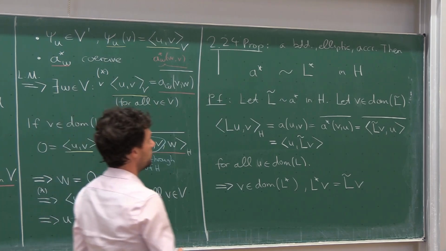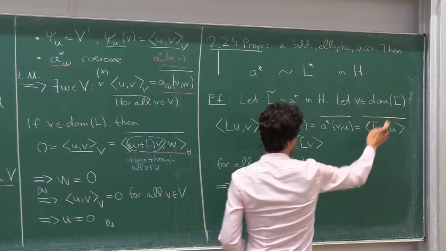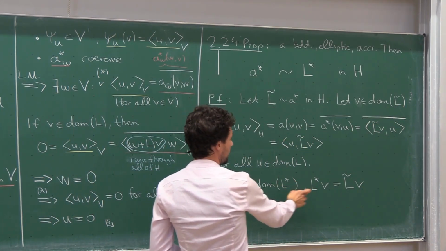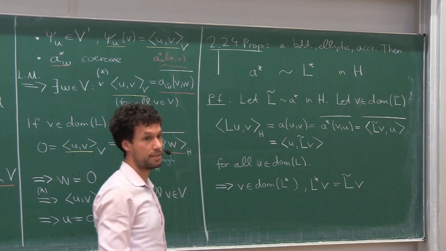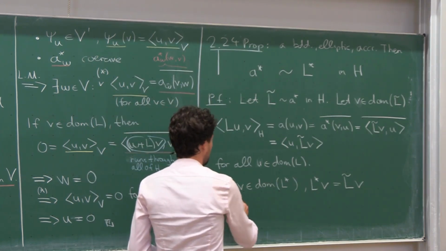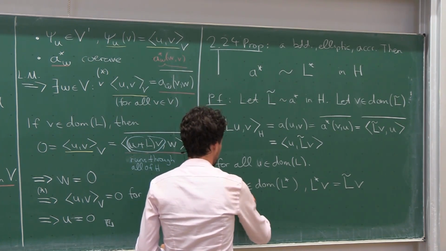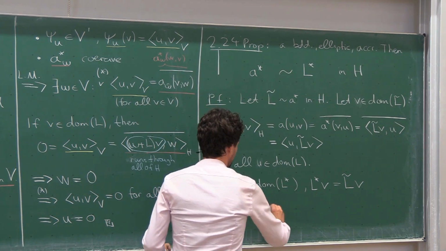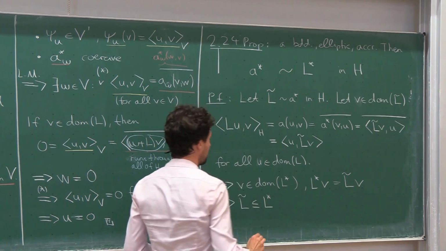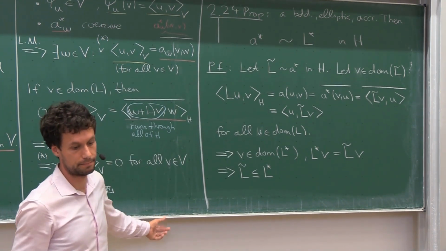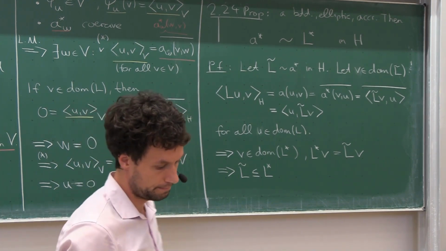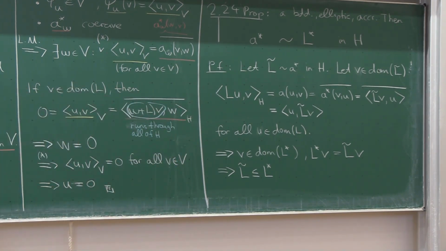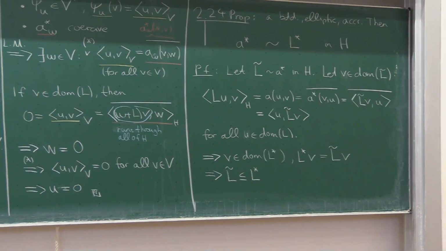Okay, so I proved that every element in the domain of L tilde is also in the domain of L star, and that the action of the two operators is consistent. In other words, I've proven to you that L tilde is a restriction of L star. Okay, so I have one inclusion. Now I have to turn this inclusion into an equality.